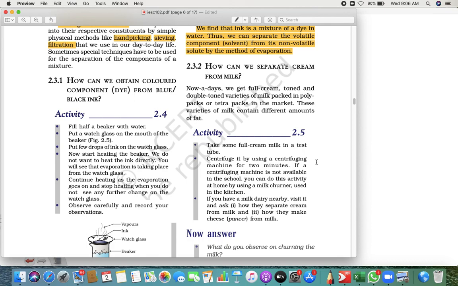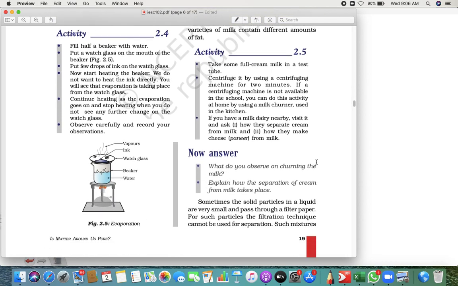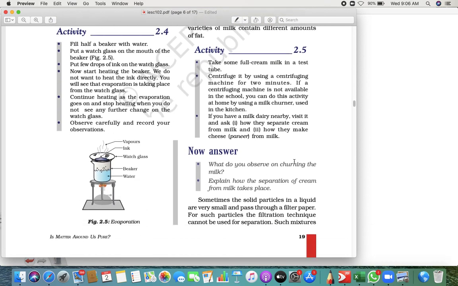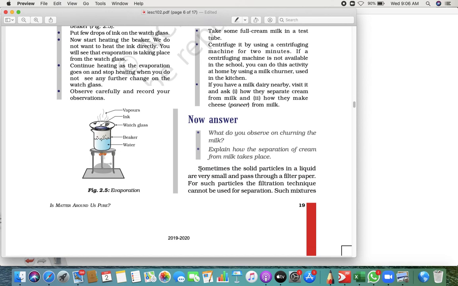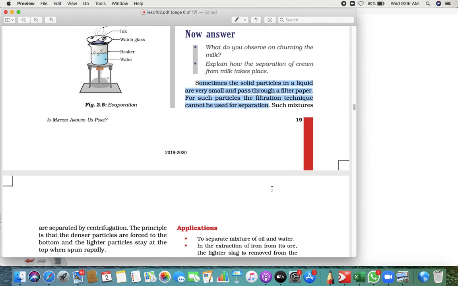So this process is called centrifugation. Very, very nice and important process. You cannot separate it with a simple filtration technique. For example, if some filter paper is there and you pass some milk, the cream does not get at the top and the other milk at the bottom. No, it is not possible. So for that, the centrifugation process is required.